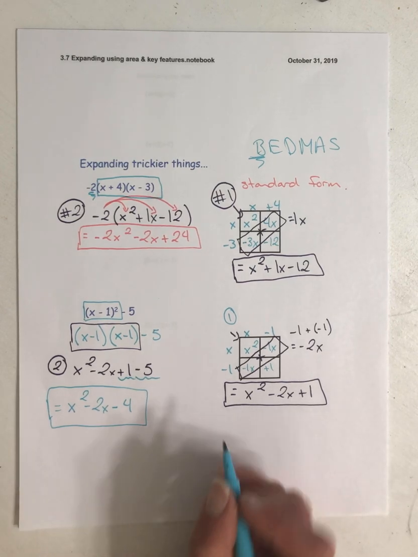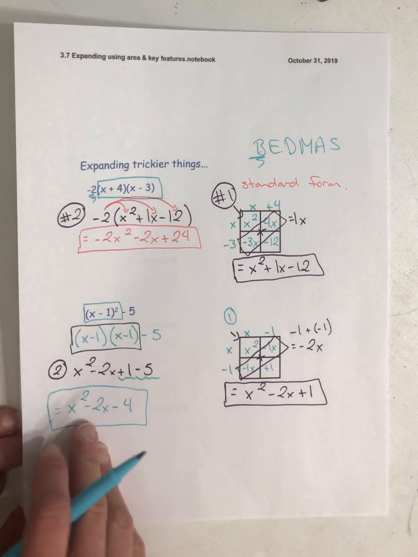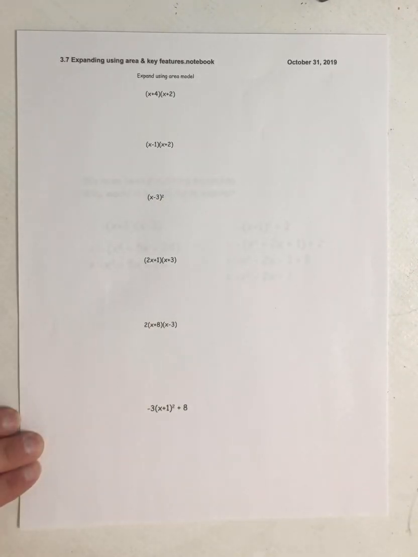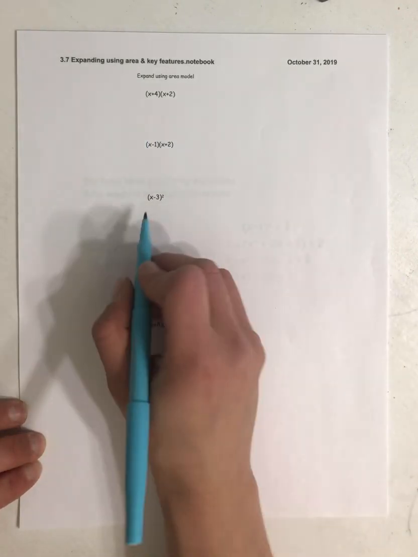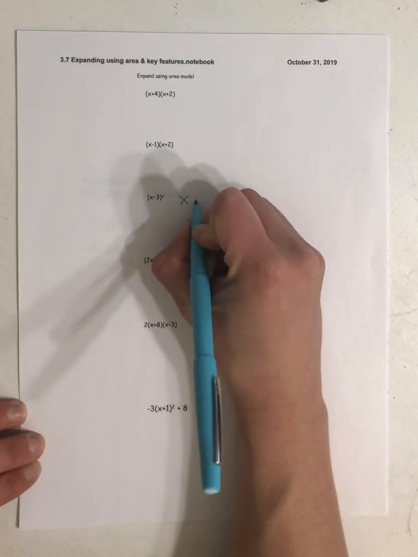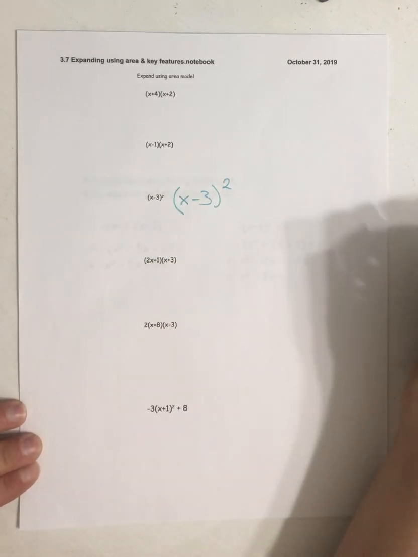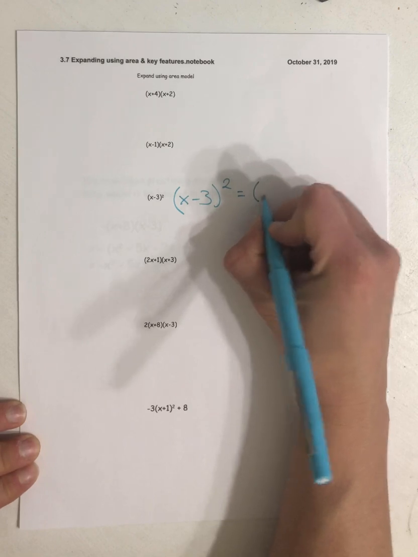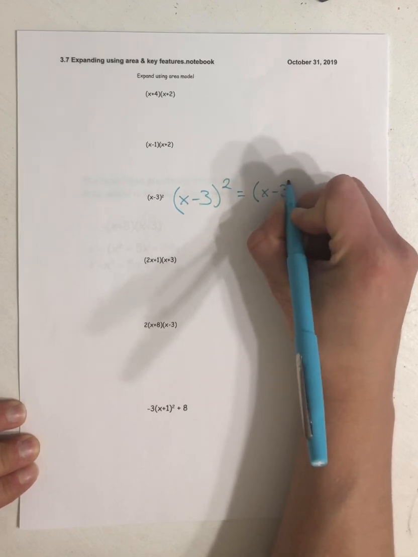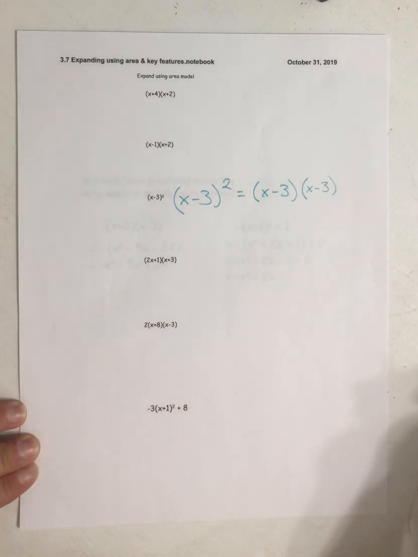Okay, so these just have an extra step for you guys to do when you are figuring those out. So what we're going to do is we're going to go over a little bit of the trickier ones, and then you can practice on those ones. So what we have here is x minus 3 squared. So remember that equals x minus 3 times x minus 3. It just means that there's two of them.